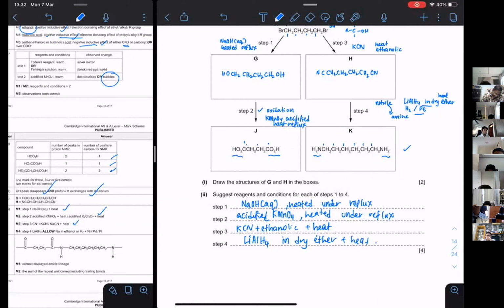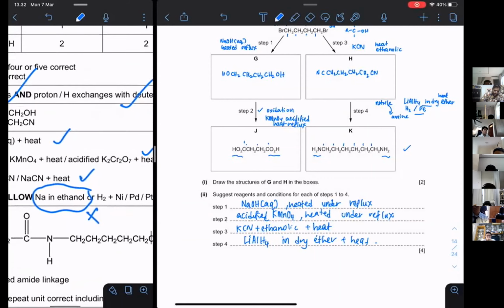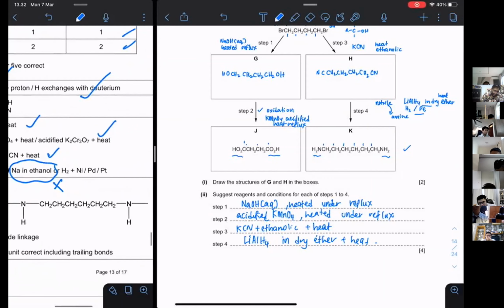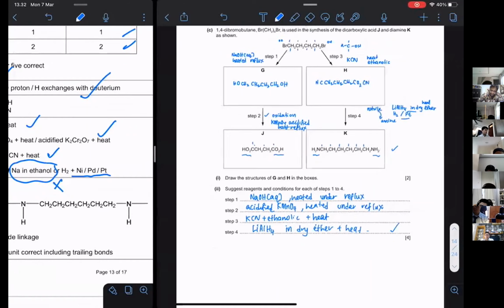Okay, but here they say allow Na in ethanol, not in your syllabus anymore. I didn't see that in your syllabus anymore. Yeah, sodium in ethanol, or you can just use hydrogen with nickel, platinum, palladium. In your syllabus they say nickel and platinum. Up to you. Which one do you want to use? Okay, but I've already written.